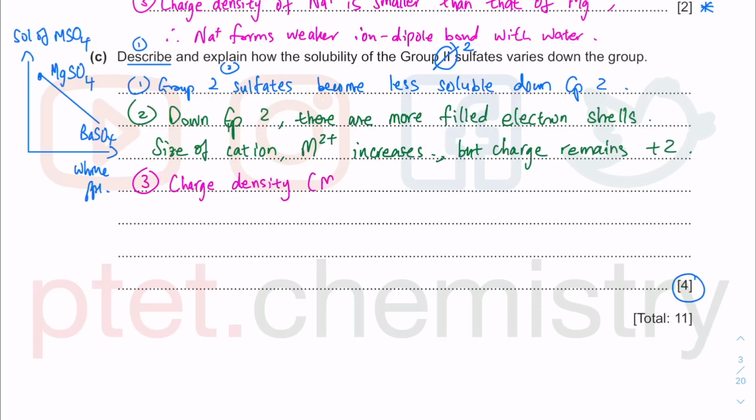The charge density of M2+ decreases, and if that does decrease, we can expect the lattice enthalpy, the strength of your ionic bond in the ionic solid that you're forming, would be weaker, so the lattice enthalpy will become less exothermic. But we're talking about solubility, so we also have to think about the hydration as well.